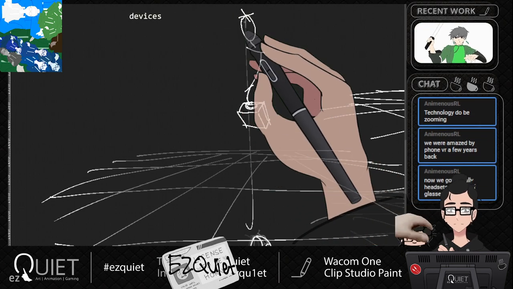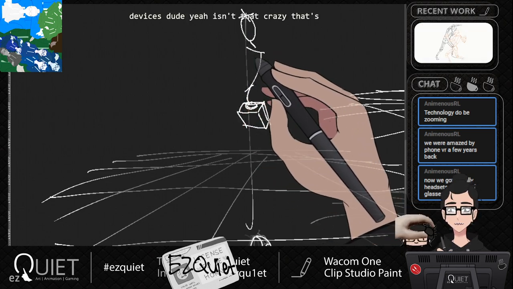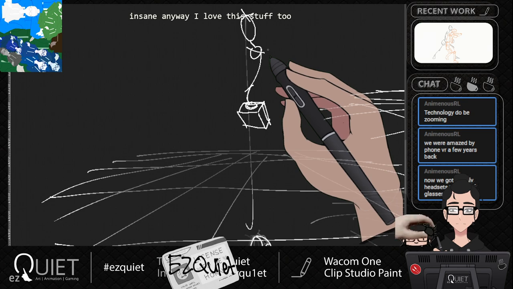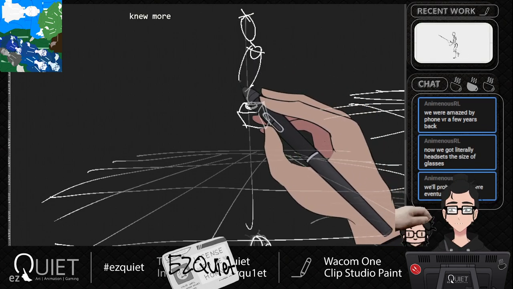The size of glasses. Dude, yeah, isn't that crazy? That's insane. Anyway, I love this stuff, dude. This stuff is so good. I wish I knew more. Get there eventually. Yeah, I agree.